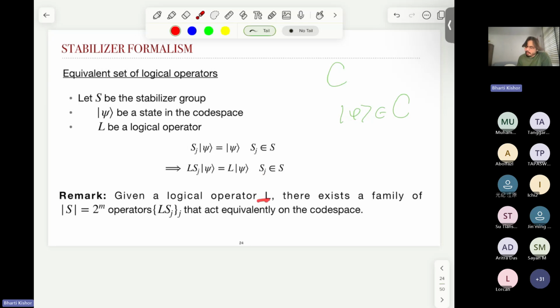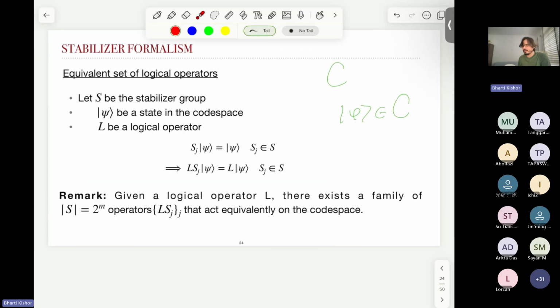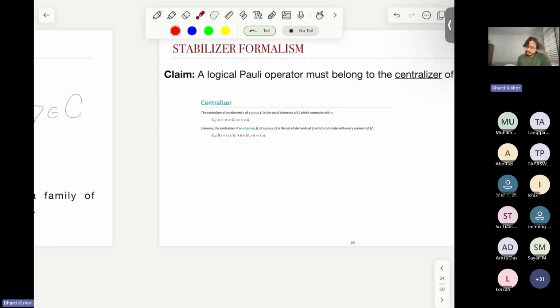So given a logical operator L, there exists a family of 2 to the power m operators LSj that act equivalently on the code space. And that's why you could see here that there were 4 different operators, and they are equivalent to each other via multiplication by some stabilizer element. So that gives you the set of logical operators.